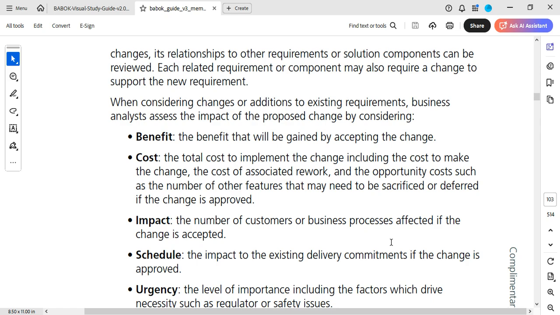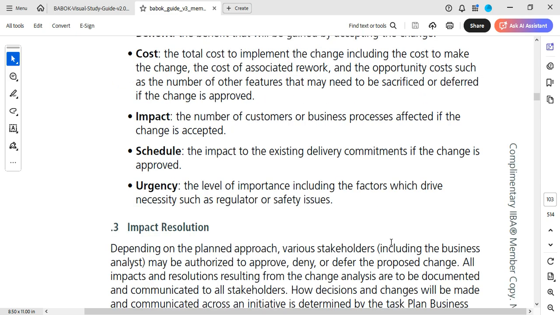So remember, for example, if stakeholders bring in a change, maybe regulatory, and you need to be fast with it, that means maybe your developers would want to work overtime. Also, you have other stakeholders whose work is pending, so you have to liaise with them. So doing this would cost you because you're now going to be paying your developers more. So impact, the number of customers or business processes affected if the change is accepted.